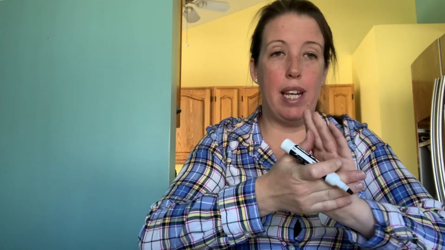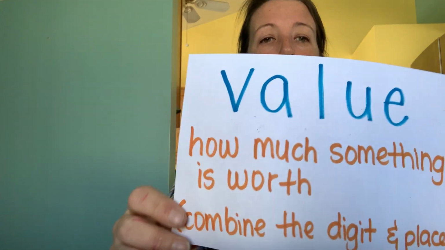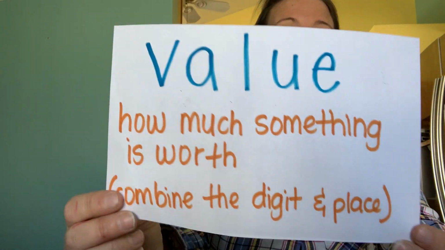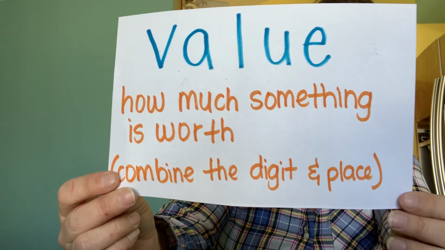Tens. When they ask you for a place, your answers are always going to be either tens, hundreds, thousands, hundredths, tenths. It doesn't matter what number is in there. The place is just where on the place value chart is the location of this number or of this digit. Now the final word, which is the trickiest, is value. And that is asking, how much is something worth?